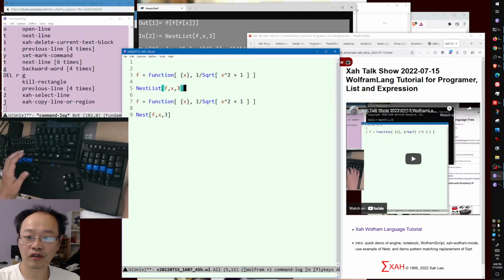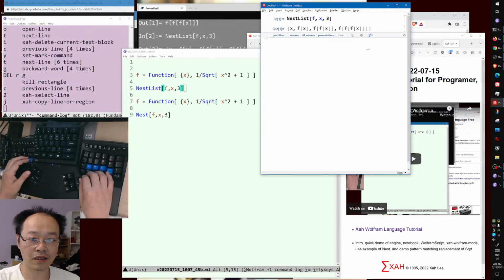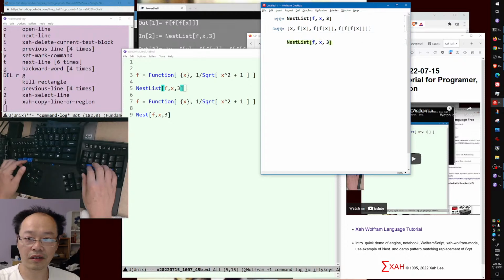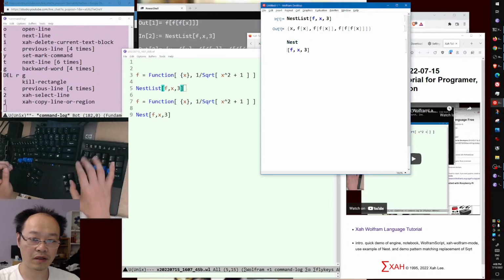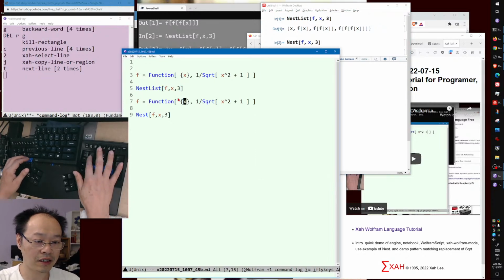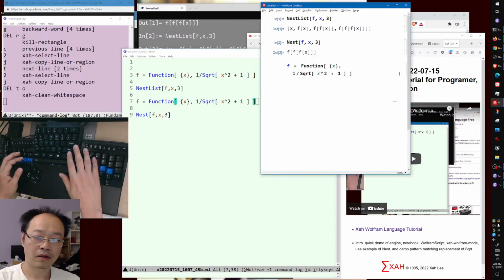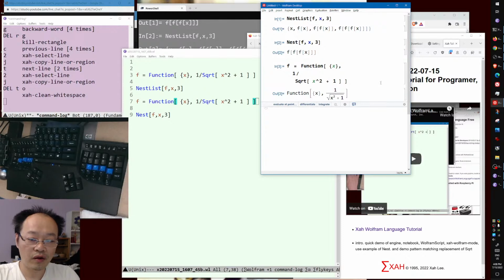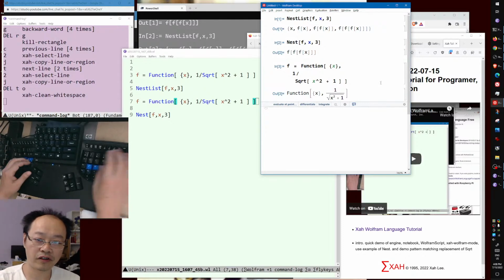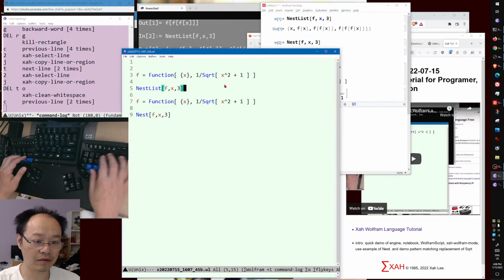So now let's show you in the front end. Okay, so nesting a function, nest list, and now let's do it again. Just show the nesting nest. Okay, a function nested recursion 3 times. And now let's define the function. Function equals 1 over square root of x squared plus 1. Okay, we define the function. Now let's do the nest again.